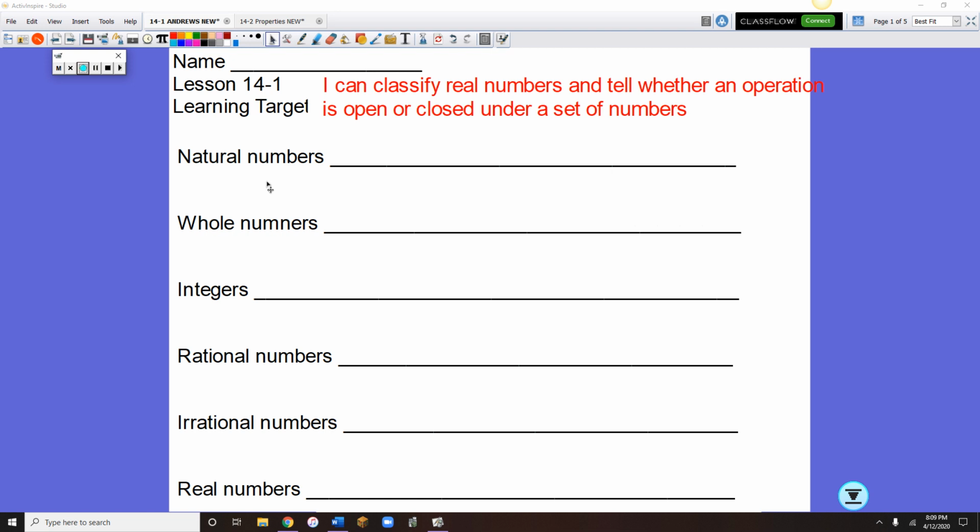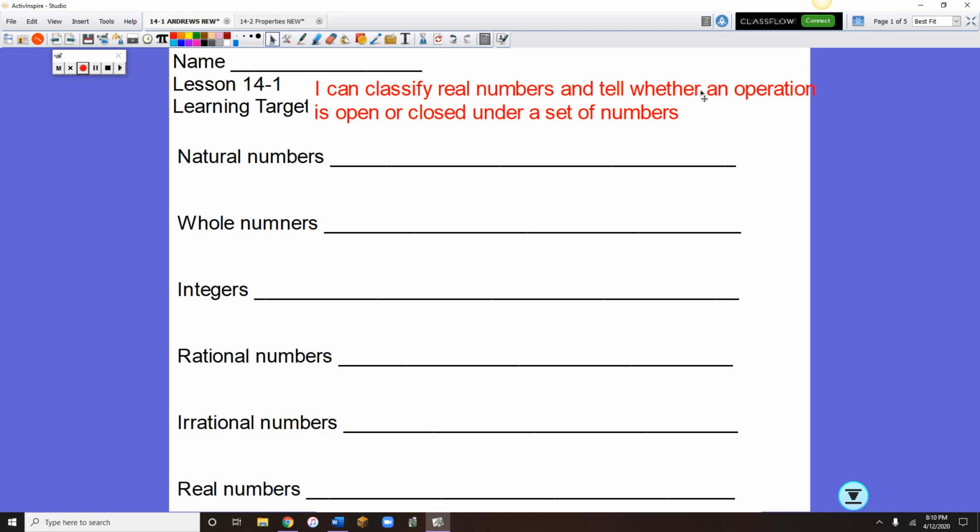Hi guys, this is lesson 14-1. The learning target for this lesson is to classify real numbers and tell whether an operation is open or closed under a set of numbers. Well, that's a lot, and you're probably not sure what open and closed means. Probably not something you've heard of before, and that's fine, we'll get there.